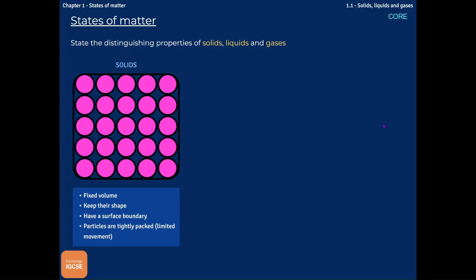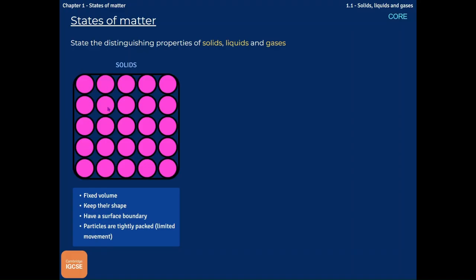First of all, we want to know the distinguishing properties of these three phases of matter, right? So the things that make them what they are. What makes a solid, what makes a liquid, what makes a gas a gas. So we'll go through each one, kind of talk about what makes each thing unique. So, solids.